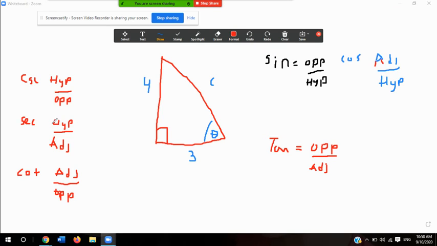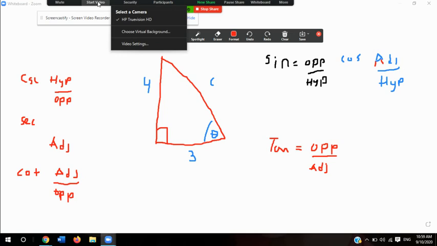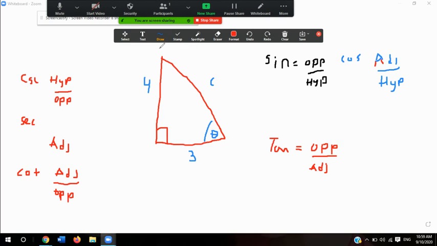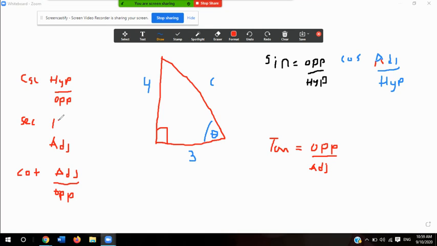Let me fix this real quick because that does not look like an H. Let me just rewrite that. So this is hypotenuse over adjacent. Hypotenuse over the adjacent. I apologize for this, ladies and gentlemen. Okay, hypotenuse over the adjacent.